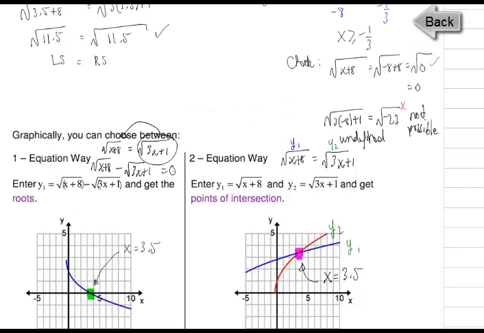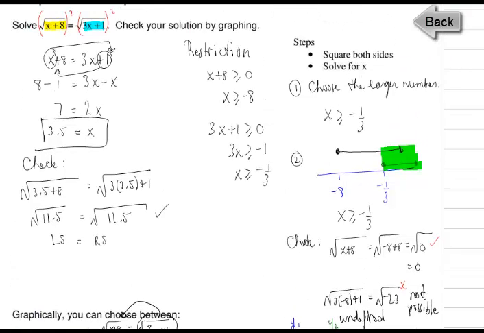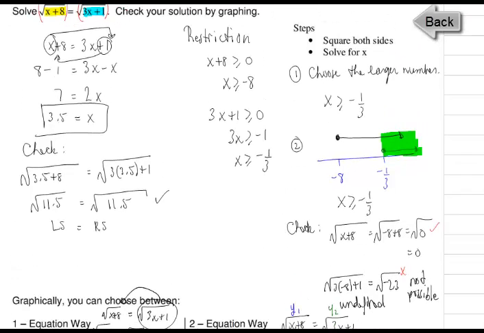Now, one thing that I forgot to discuss. If you take a look at our domain restriction, you can see that our answer corresponds with that. X has to be something which is greater than or equal to negative 1/3, and 3.5 is indeed larger than negative 1/3. So this concludes our discussion for example 3.